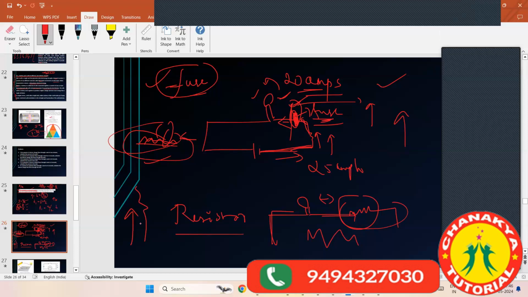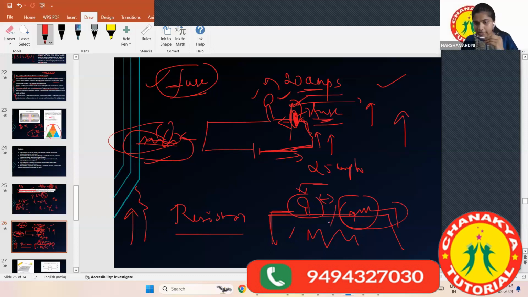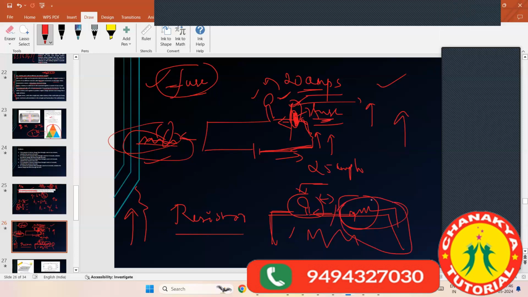But when you use a resistor, it will stop the current so that it will not reach the appliance, but the circuit will get damaged. Understood now? It will stop the current so that it won't reach the appliance, but the circuit here, this part, will get damaged. I cannot see anything.